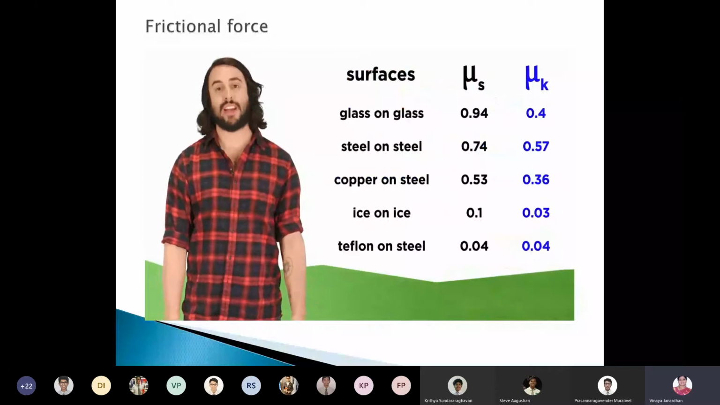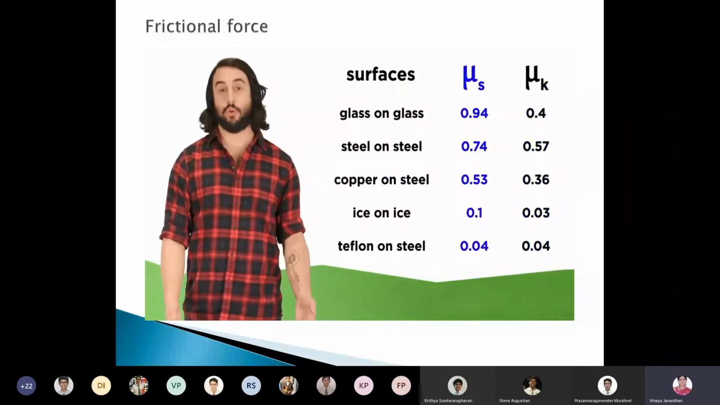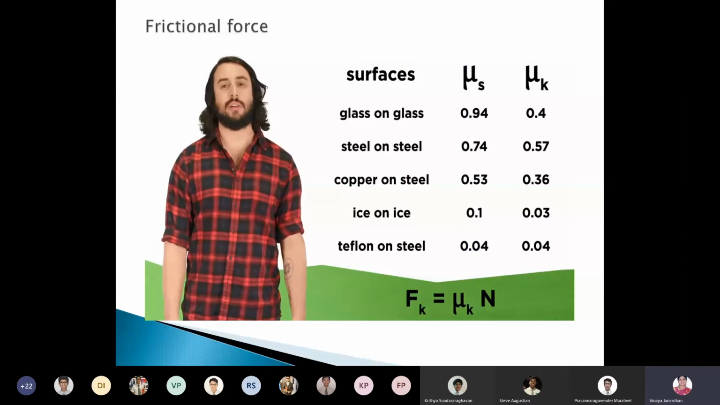There are coefficients of kinetic friction as well, and these will be different from the coefficients of static friction for the same materials. These values allow us to calculate the magnitude of the kinetic frictional force acting on a sliding object.